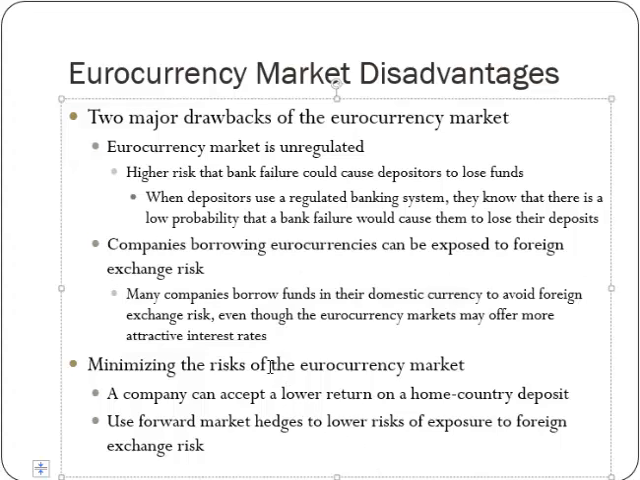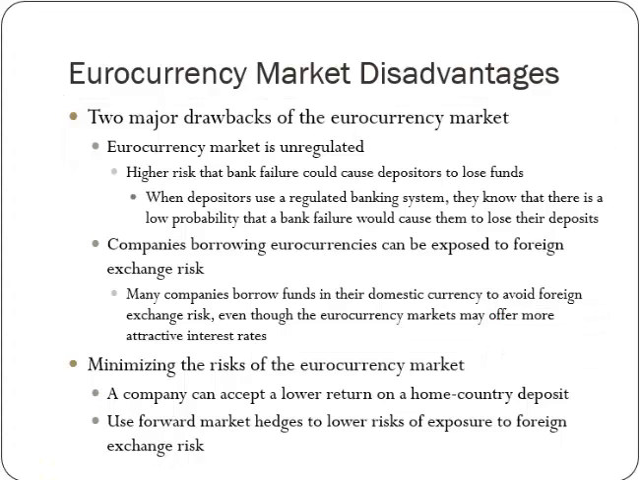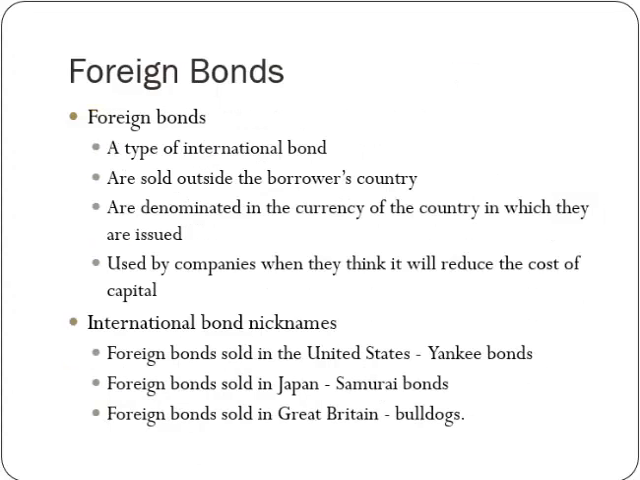Also, minimizing the risk of a euro currency market could be done by accepting a lower return on a home country deposit. In other words, not using euro currency. When you're in Japan doing business, just using American banks, or using foreign forward hedges to lower the risk of foreign exposure. If you're in Japan using dollars, you're using euro currency, but you're worried that the yen might go up, then you might buy some yen in order to hedge your bet, so that just in case the yen does go up, at least you're holding enough yen to minimize your loss.